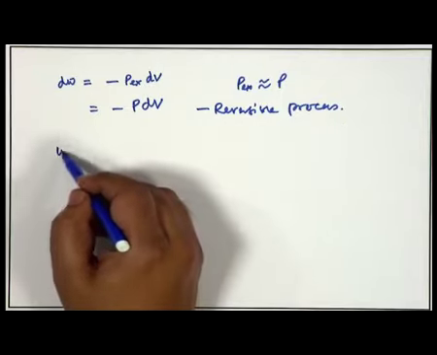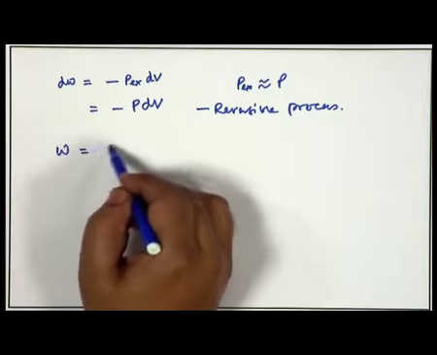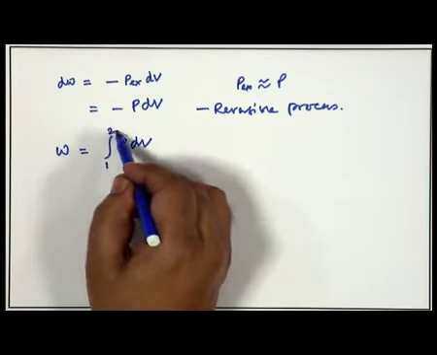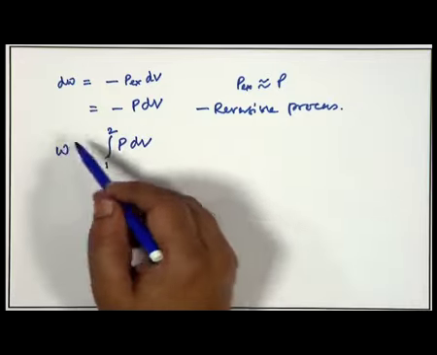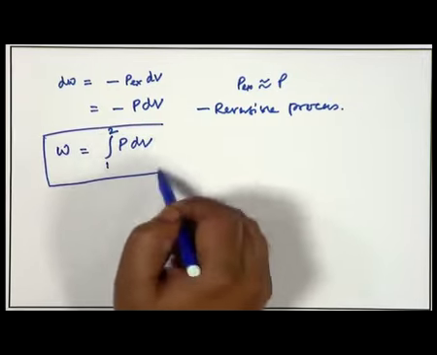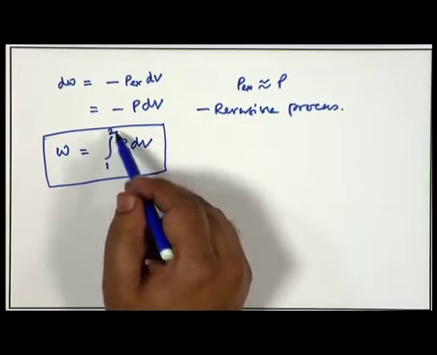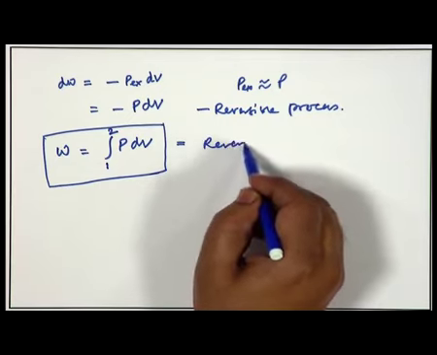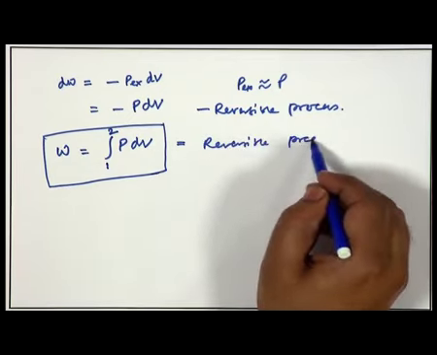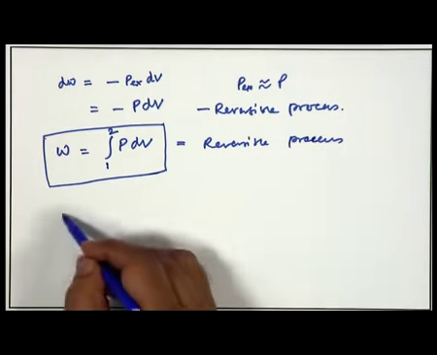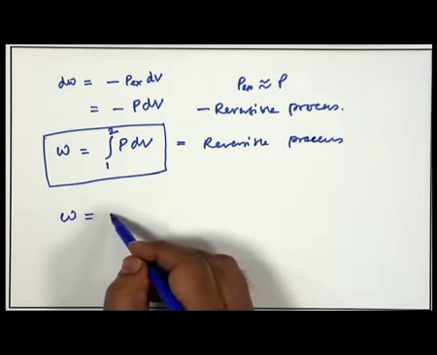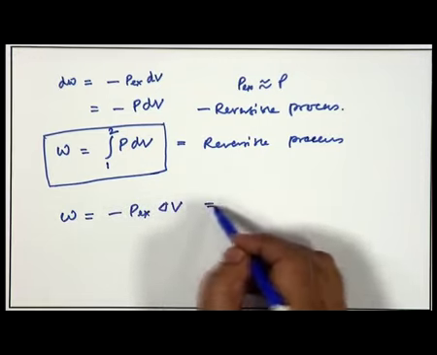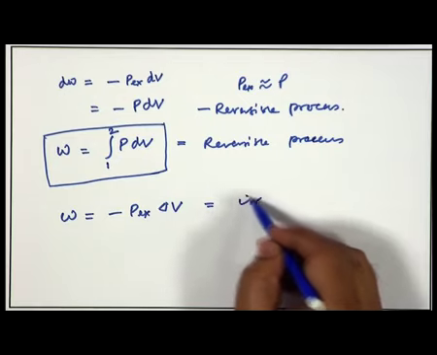So, if I want to get the work done for the entire process, I have to integrate from state 1 to state 2 to get the total value for the work done going from state 1 to state 2 in a reversible process. And we knew this when we talked about the irreversible process. So, this is the value for work done for irreversible process.